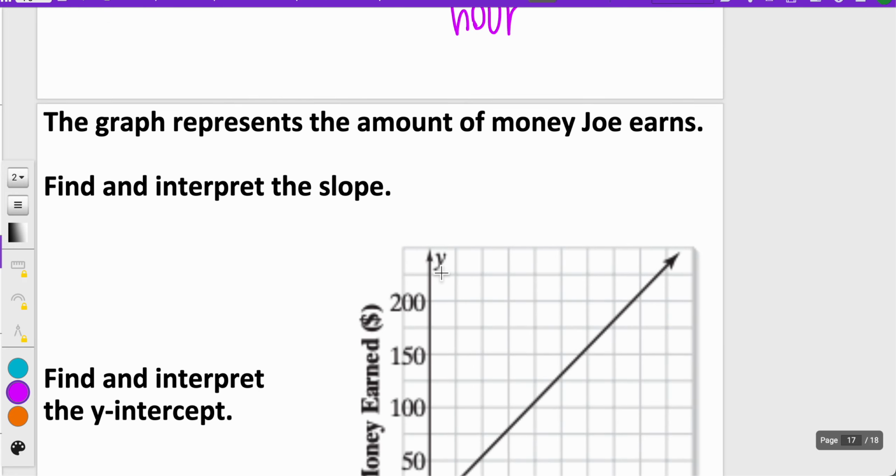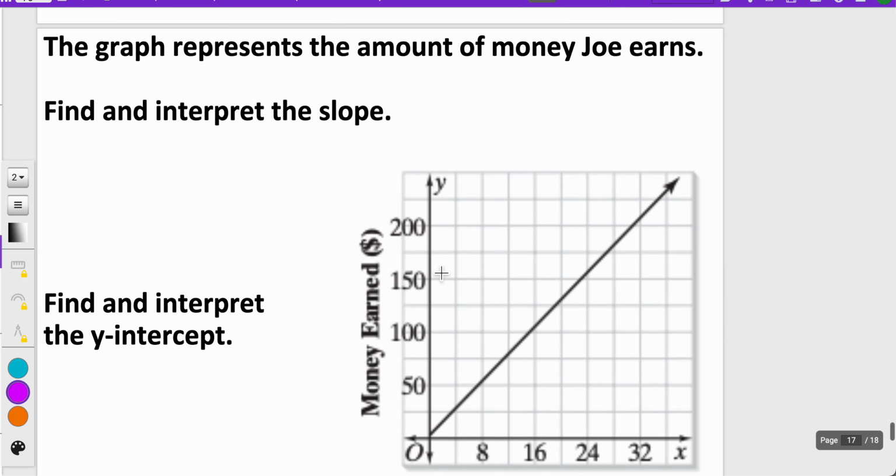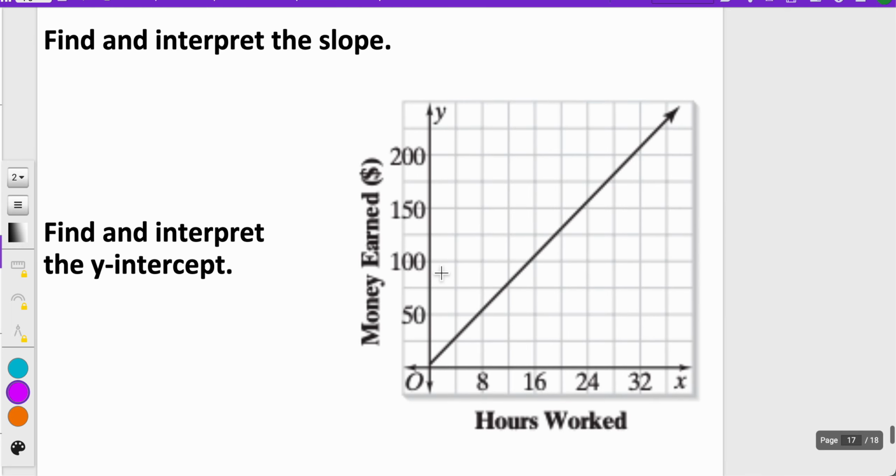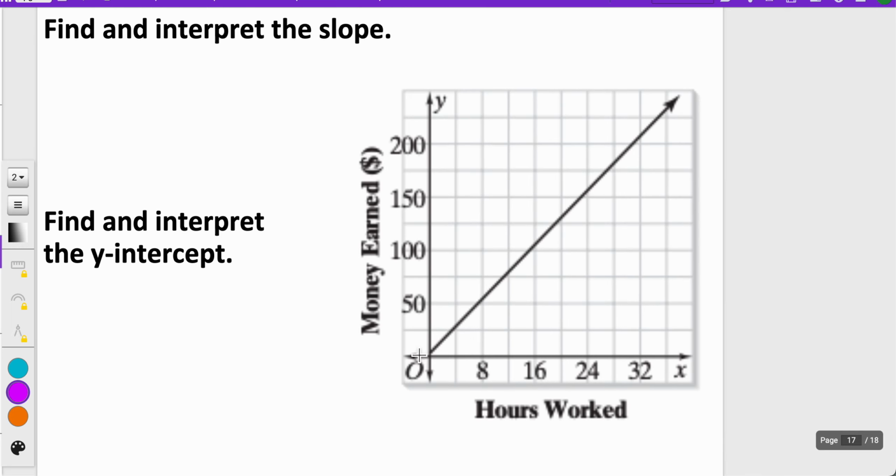The last one represents the graph is the amount of money that Joe earns. Find and interpret the slope. So it looks like I am starting at 0, 0, or I can maybe find my most perfect point. I'm going to say here. Okay, so I'm looking like I'm going up by 25s. So this is 25 money dollars for 4 hours.